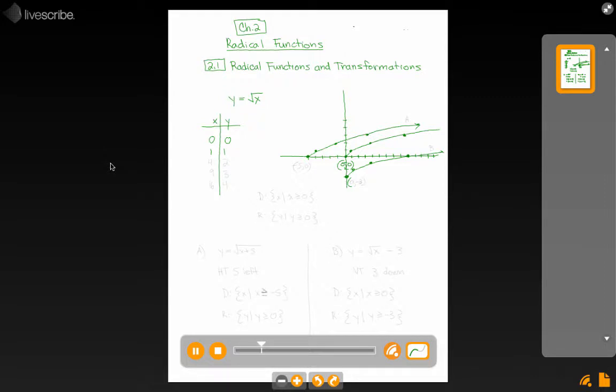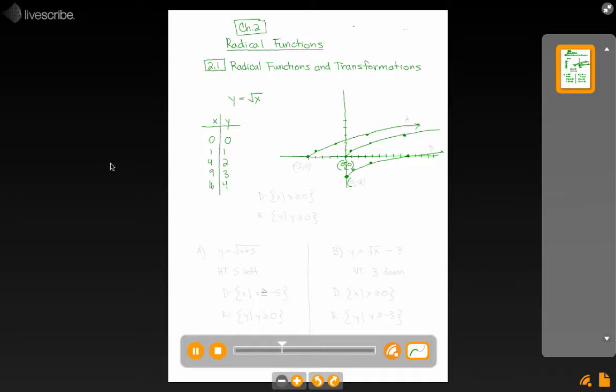But as you get to larger values of x, the square root of 4, for example, is 2, so the point (4, 2) is on the graph. The square root of 9 is 3, so (9, 3), and the square root of 16 is 4, and you can go on and on. If you connect these with a smooth curve, or plot it on your graphing calculator, it looks something like this.